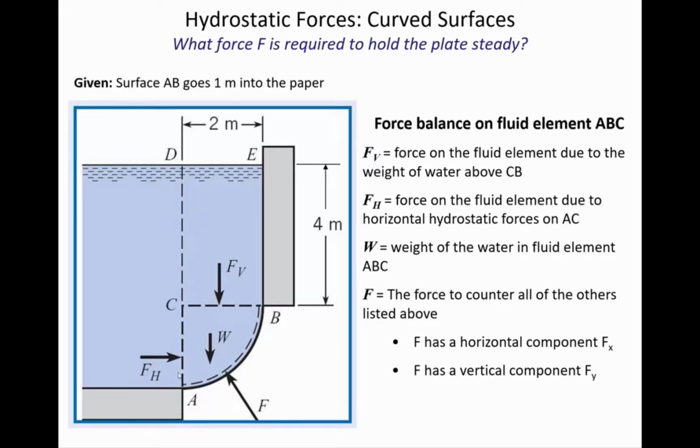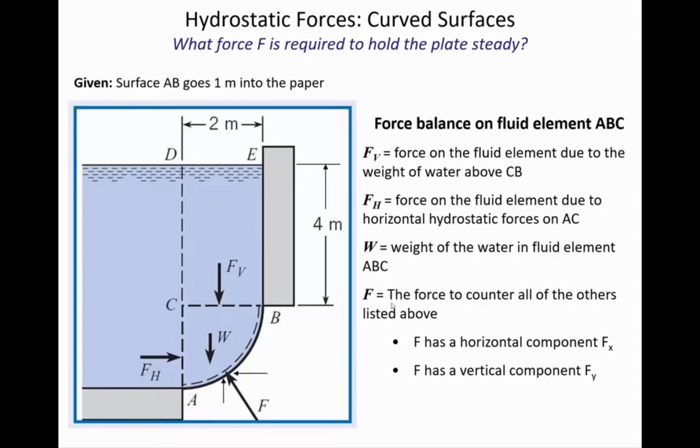So it's 2 meters tall and 1 meter wide. Of course, we don't see the 1 meter of width looking at it from this view, but if we change our perspective and we're looking at the gate from the front, then we would see 1 meter of width. So to find FH, we're going to act as though this hydrostatic force is acting on a vertically oriented gate that is 2 meters tall and 1 meter wide.